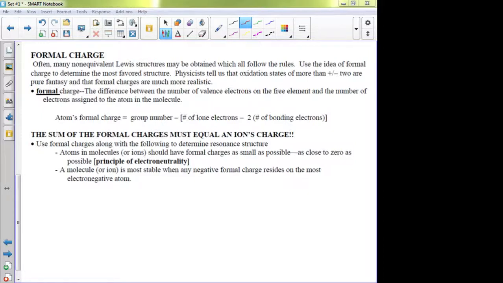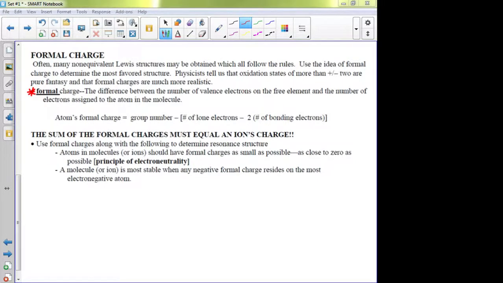Sometimes when we draw these things, they are not going to look the same. So we've got to figure out which one is the most plausible way to draw it. What way would be technically most correct? To do that, we have to look at the formal charge.